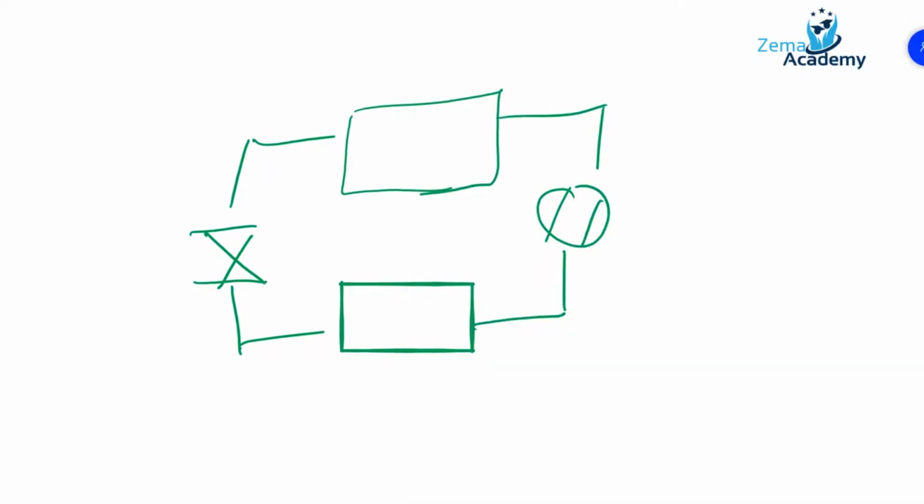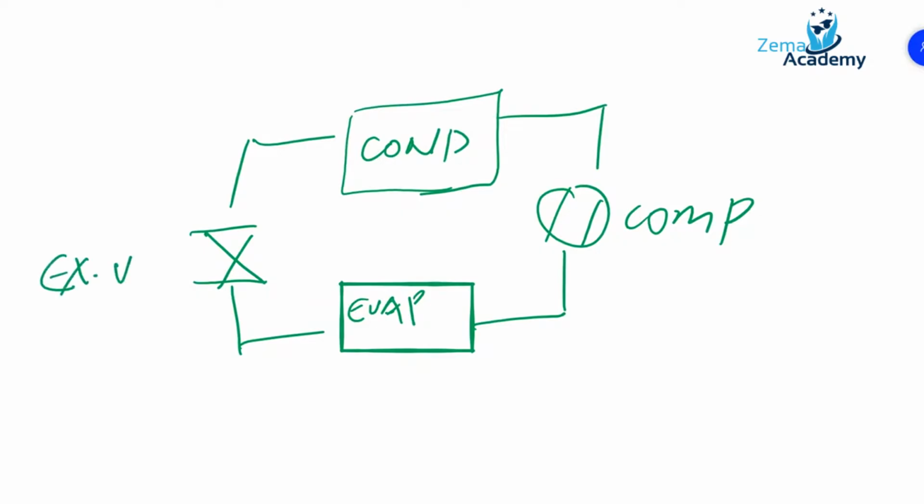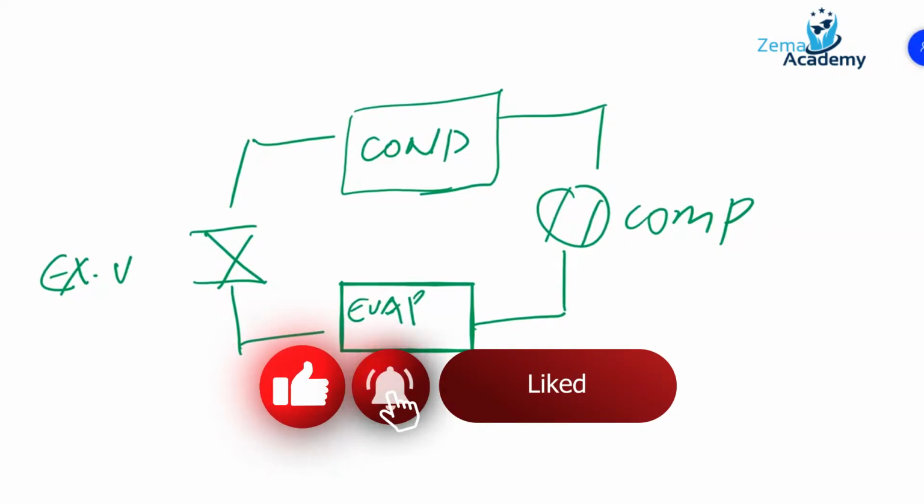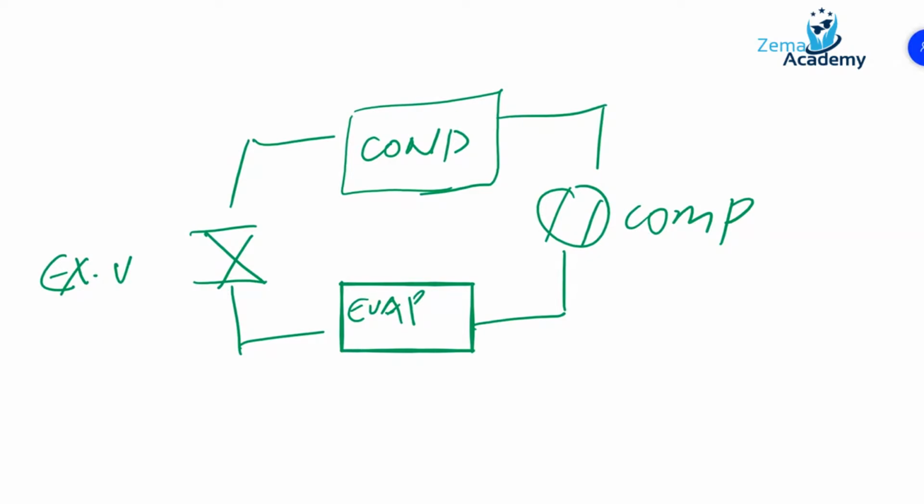And those components are the evaporator, the compressor, the condenser, and the expansion valve. So the four components of any vapor compression system are the evaporator, compressor, condenser, and expansion valve. So these are the four components, or you may also refer to them as four stages.